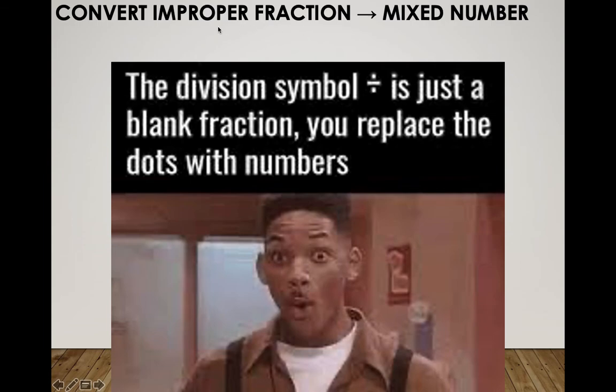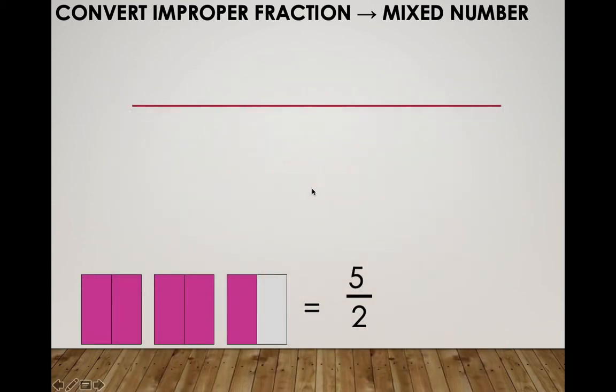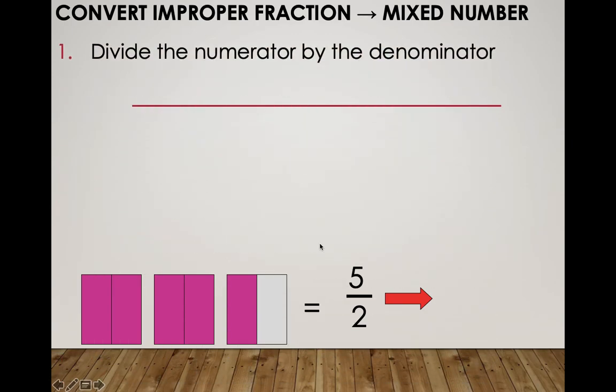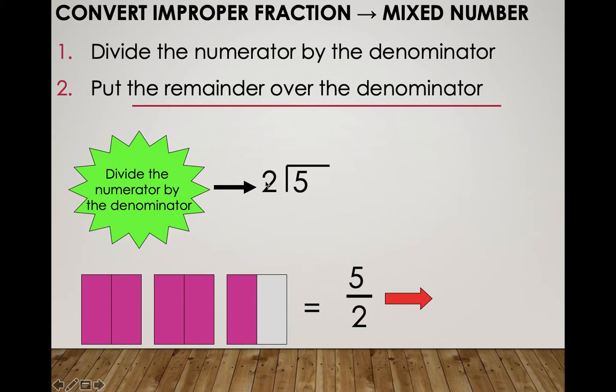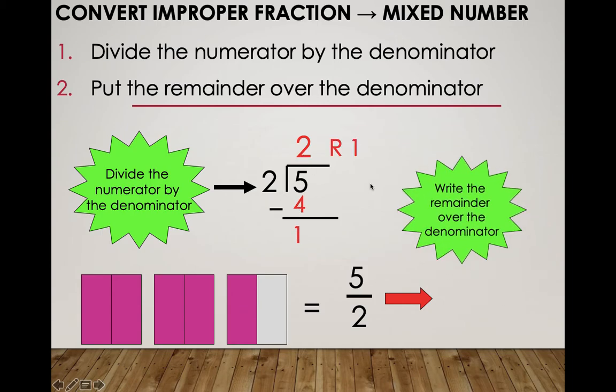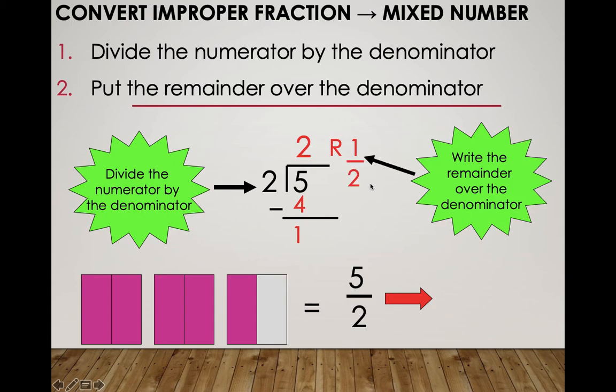Okay, so now we're going to convert the improper fraction to a mixed number. We just did mixed number to improper, now we're going to go the other way. Remember, it's a division sign. So 5 halves. So what we're going to do is we're going to see how many 2's fit into 5. So 2 goes into 5 2 times with the remainder of 1. So we have 2 and then 1 left out of 2. So my answer is 2 1/2.